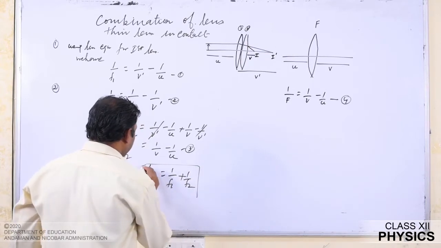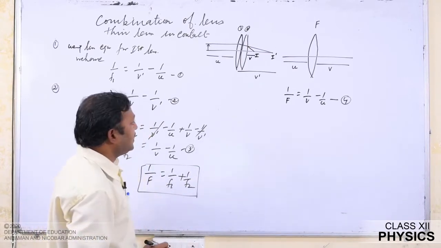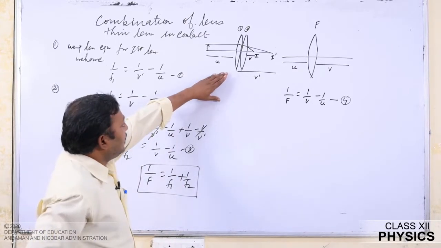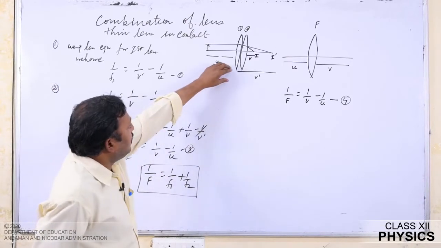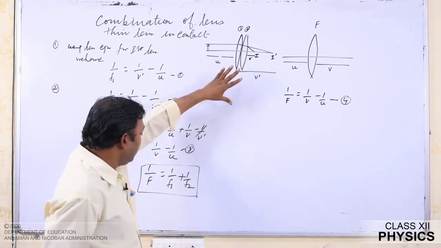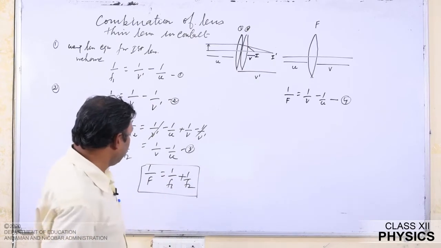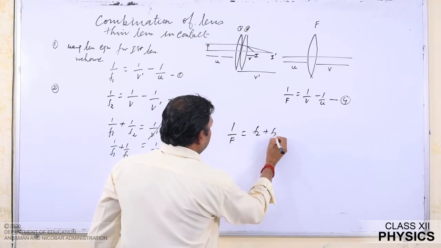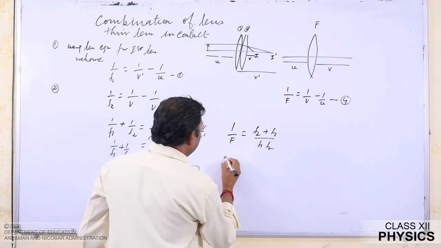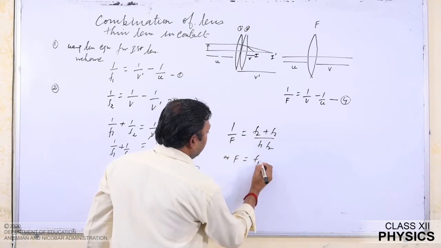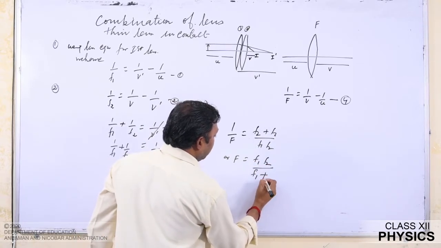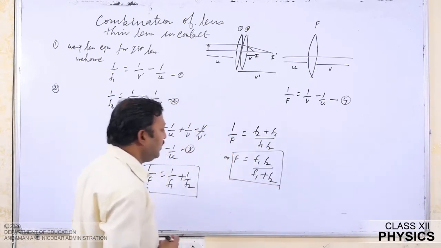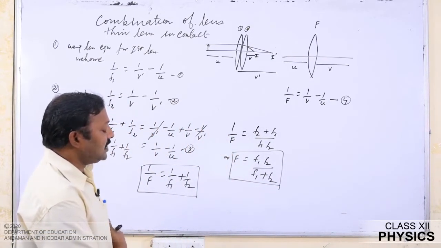So, we find that when two lenses are in contact, the resultant reciprocal of focal length will be equal to the sum of the reciprocals of the focal lengths of the individual lenses. On simplification, 1 by F is equal to (F2 plus F1) divided by F1 F2, or F is equal to F1 F2 divided by F1 plus F2. So, this is the formula for the determination of focal length for the combination of two lenses. Now, we will see the various conditions.